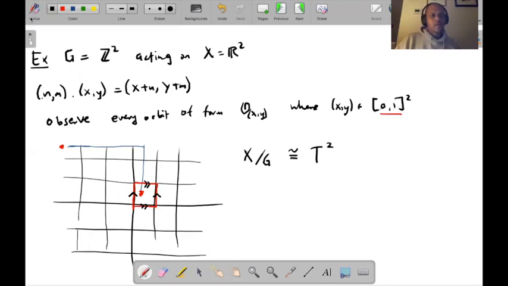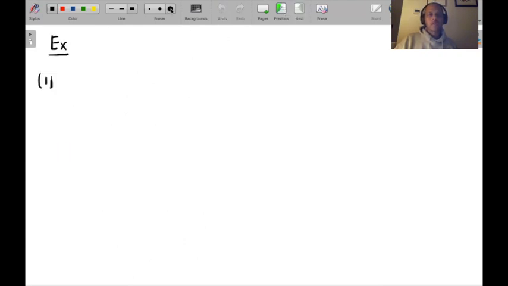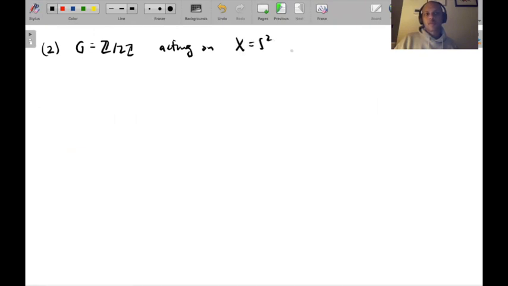Let me also treat the other examples that I had before. So the next one was G is Z mod 2Z acting on X is S2, by the antipodal map. So here are the orbits. The orbit of x, well, the action is antipodal. It's exactly x and minus x.